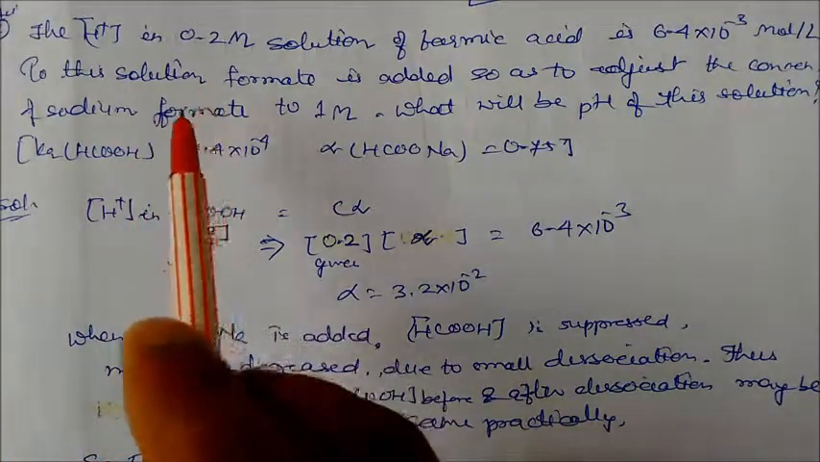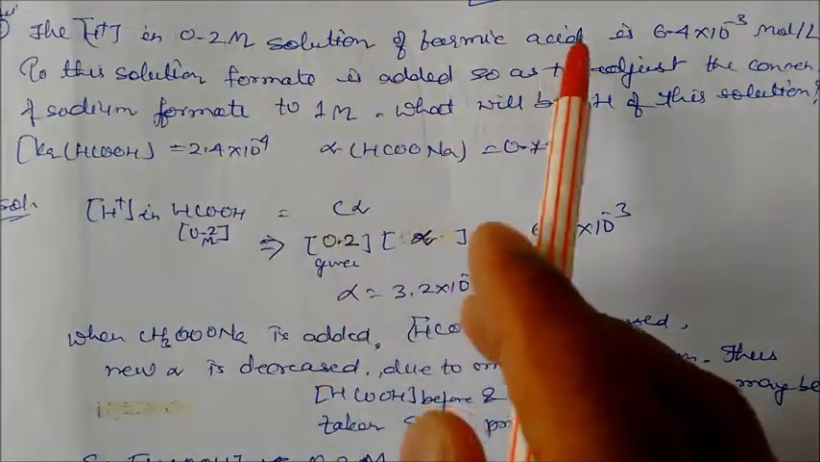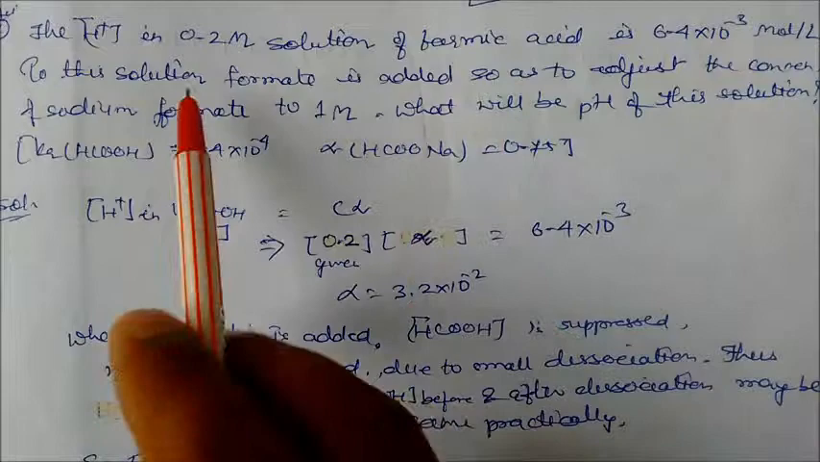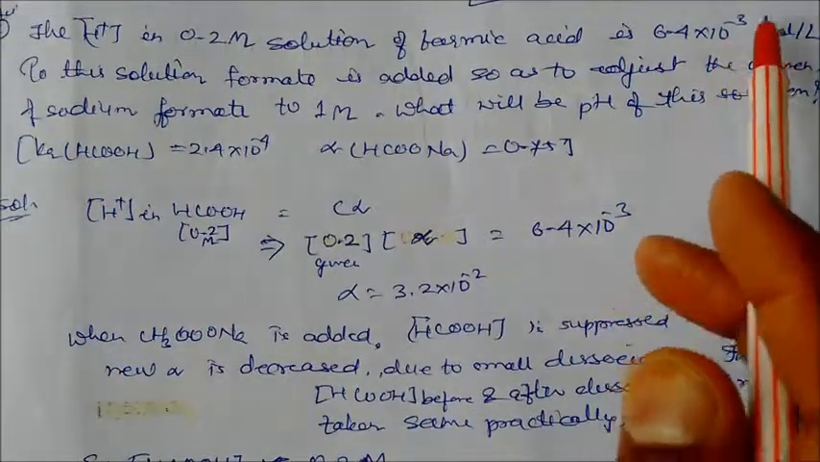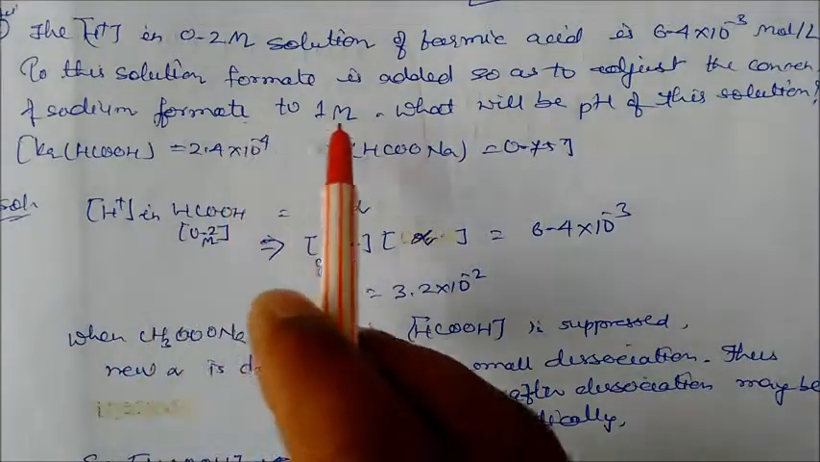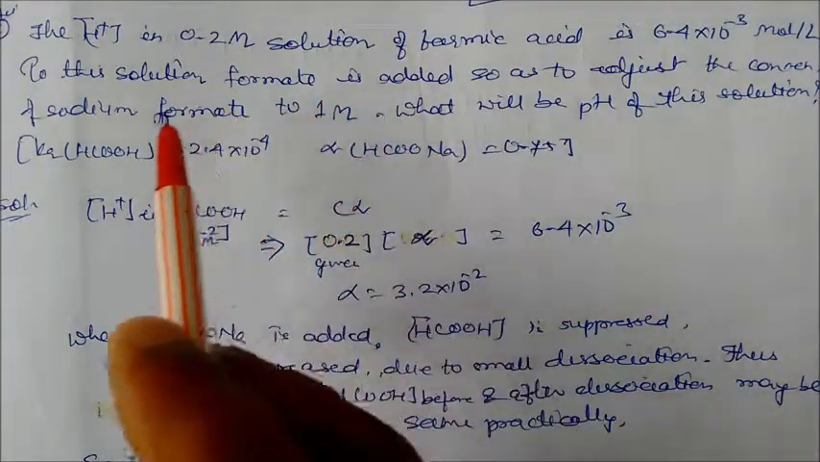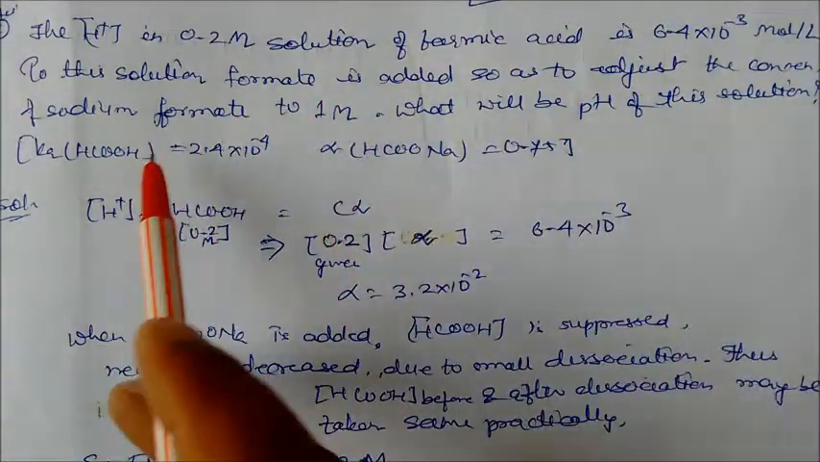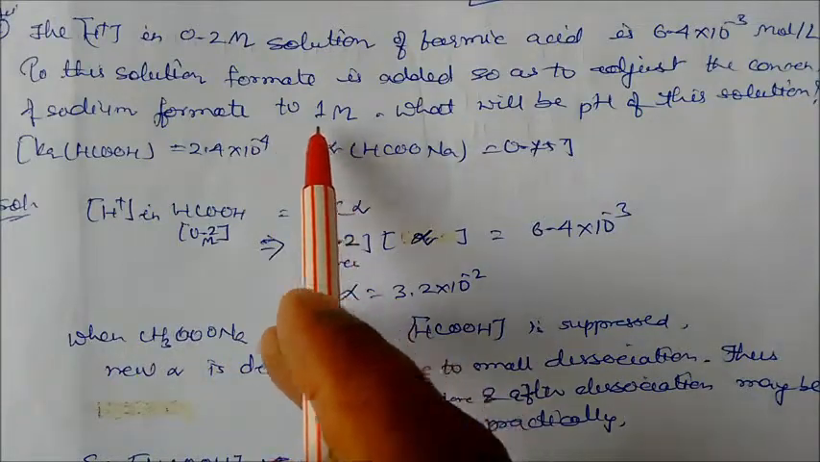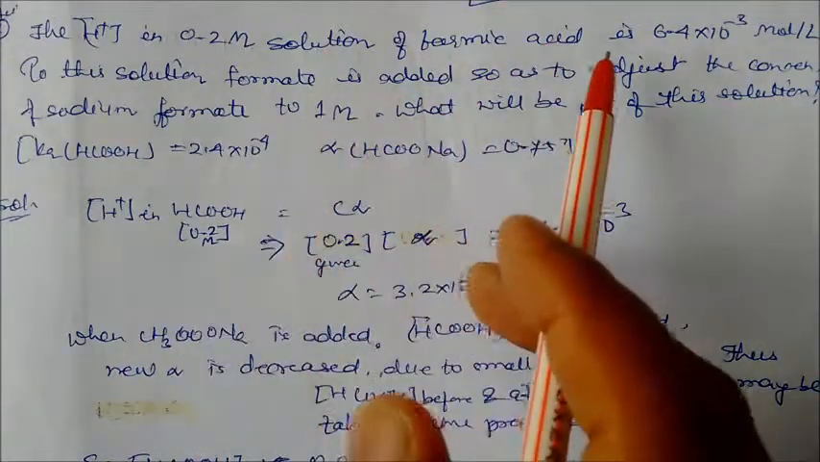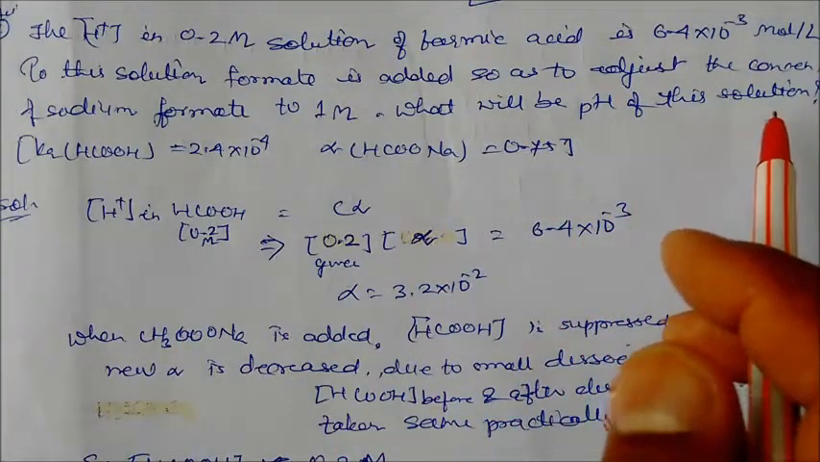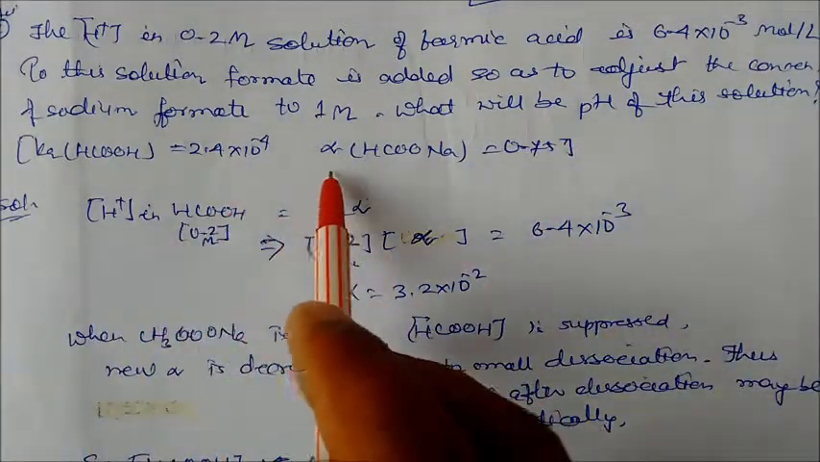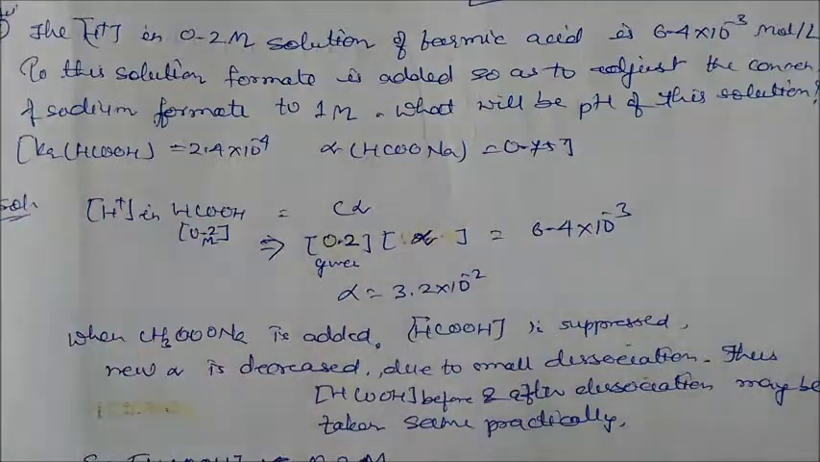Find the H plus in a 0.2 molarity solution of formic acid. The formic acid solution is 0.2 molarity and the concentration of H plus is given as 6.4 into 10 to the power minus 3 moles per liter. To this solution, formate is added, which means we are adding some salt to adjust the concentration of formate to 1 molarity. So if you add this, the concentration of formate becomes 1 molarity. What is the pH of this solution? And again they have given alpha for sodium formate and alpha for formic acid.